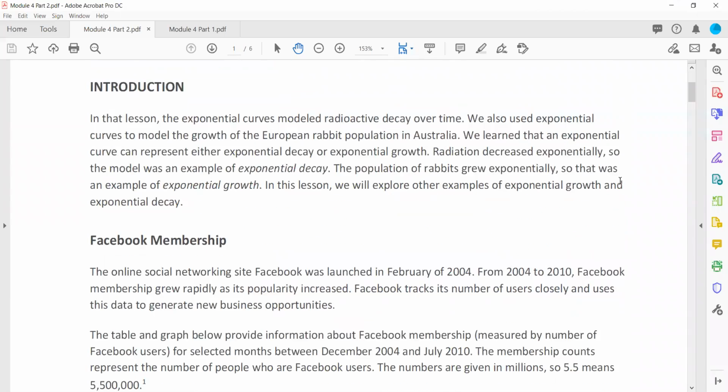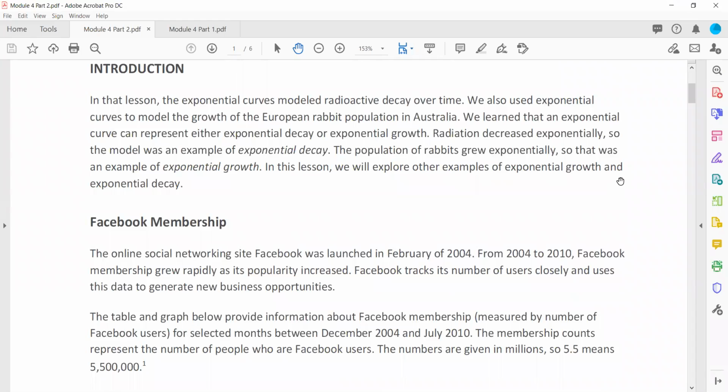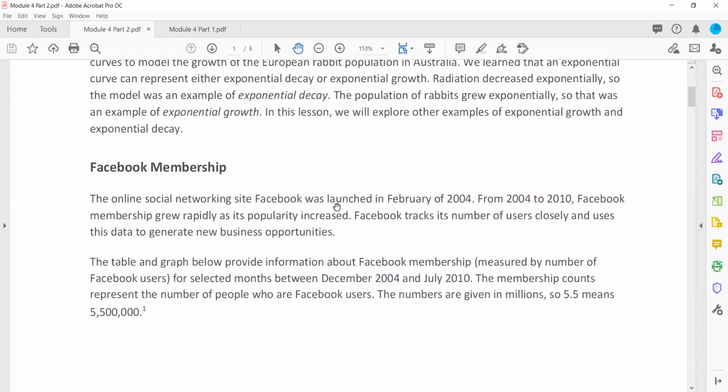So in the previous lesson, we talked about the amount of radiation. Then we also talked about European rabbit population in Australia, and you saw you have an increasing pattern. We also talked about a decreasing pattern, or exponential decay. Today, we're going to talk about exponential growth. Our example is Facebook membership.